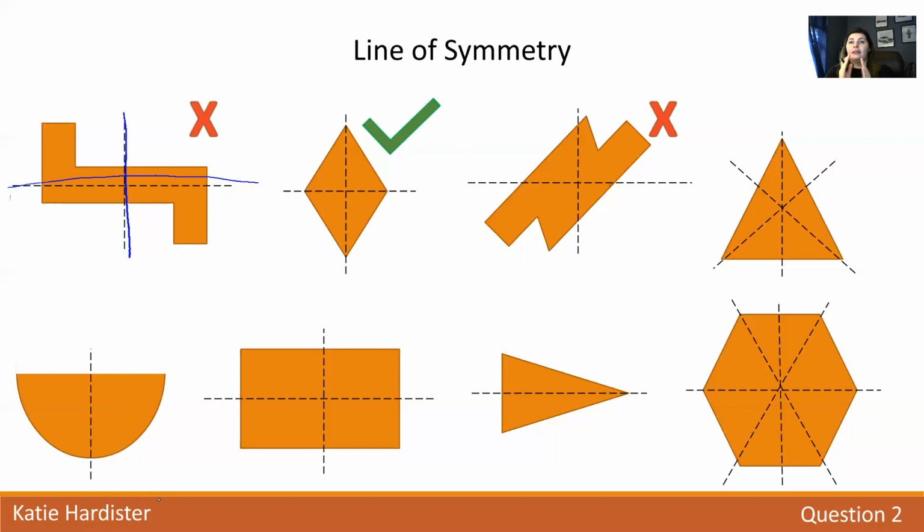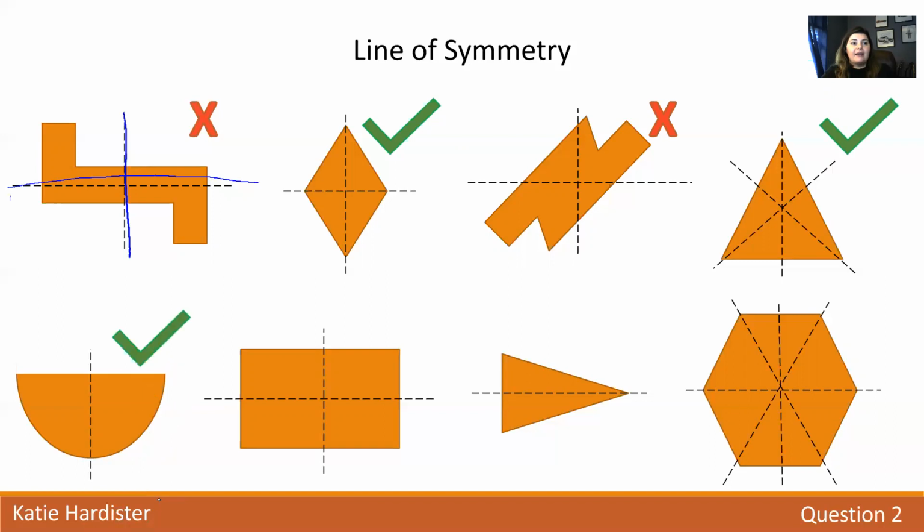Anytime a shape, at any angle, doesn't overlap, then it's not going to have lines of symmetry. For instance, even this triangle does have a line of symmetry, because any way that I fold it, the corners and the edges are going to meet.